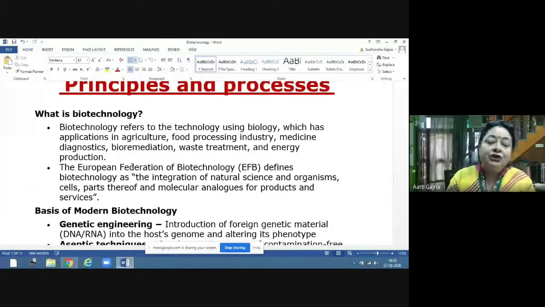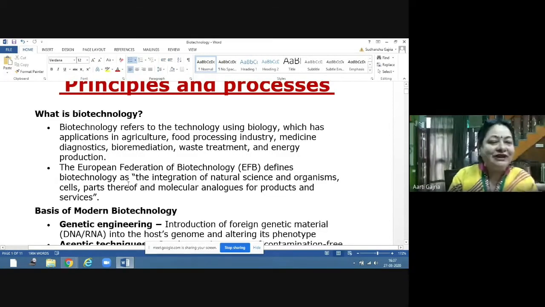Now you will say that, okay, formation of curd is also biotechnology because we are using microorganisms, lactobacillus, for the formation of curd, and in the same way even the making of bread is also. But now the European Federation of Biotechnology has defined biotechnology in a different manner. It says: the integration of natural science and organisms, cells, parts thereof, and molecular analogs for products and services.